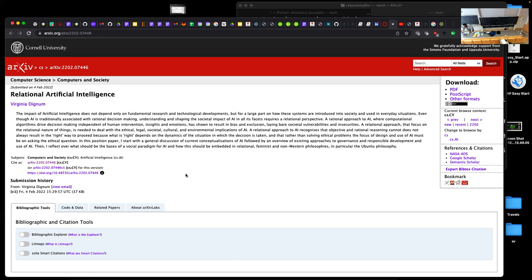In this position paper, Virginia starts with a general discussion of current conceptualizations of AI, followed by an overview of existing approaches to governance and responsible development and use of AI. Then she reflects on what should be the basis of a social paradigm for AI and how this should be embedded in relational, feminist, and non-Western philosophies, in particular the Ubuntu philosophy, right?